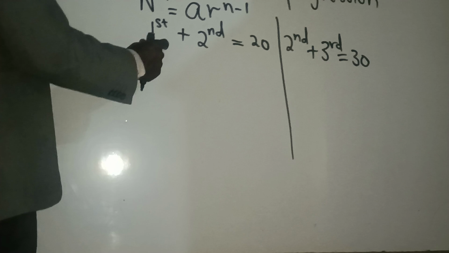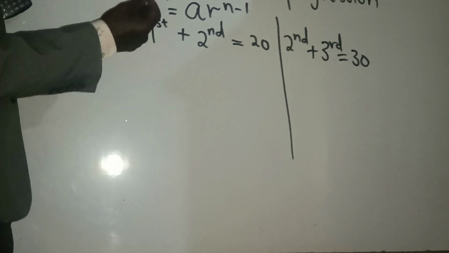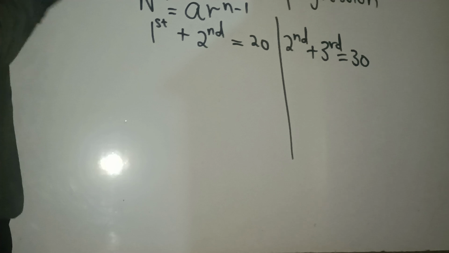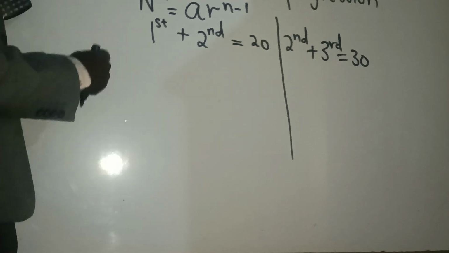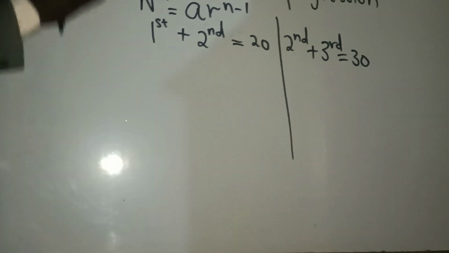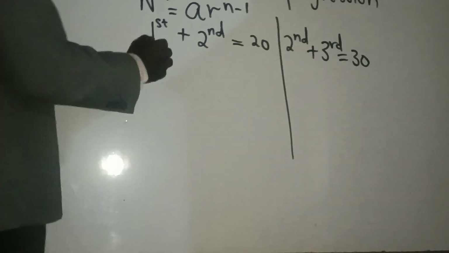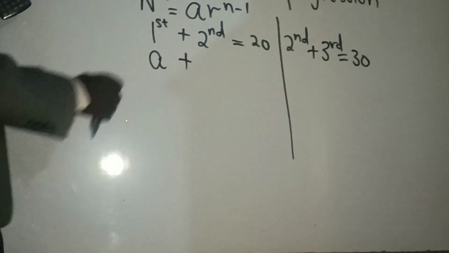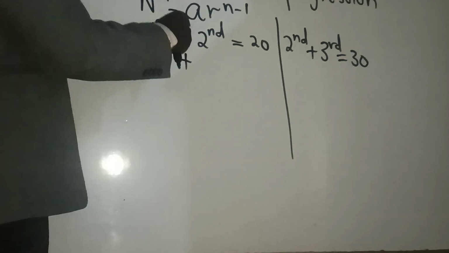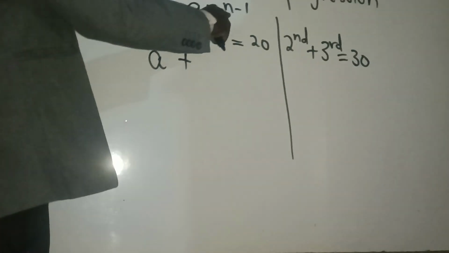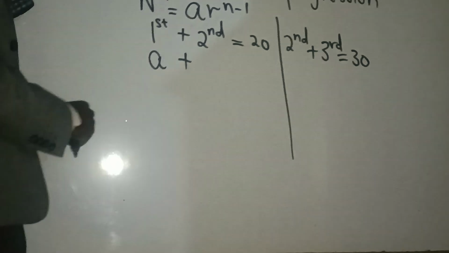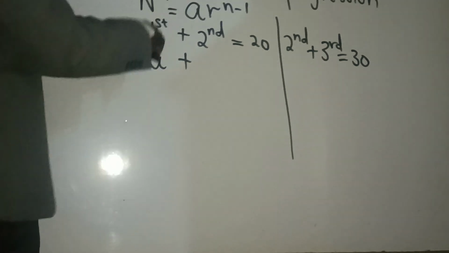So I need first to come up with an expression or a formula that can represent the first term of this geometric progression. Whether it is a geometric progression or an arithmetic progression, the first term is always given as A. Then we shall say plus. And how do I get the second term? So I know n stands for the number of terms, R stands for the common ratio, and A stands for the first term. So our first term for this geometric progression is A.